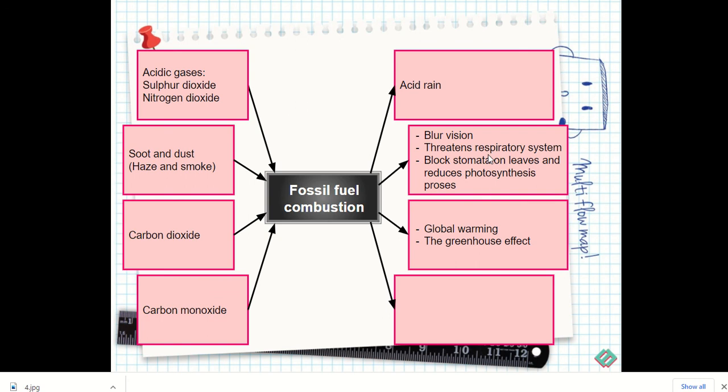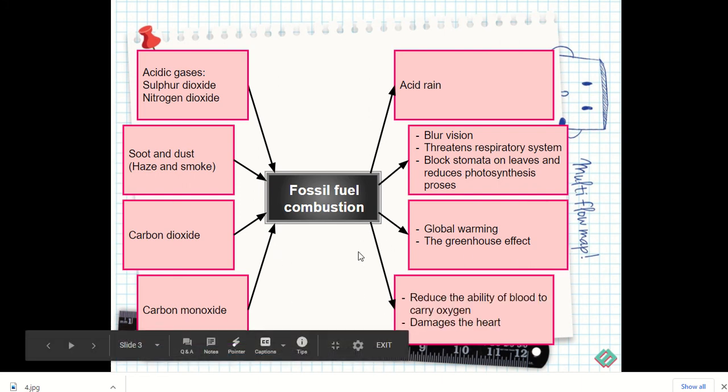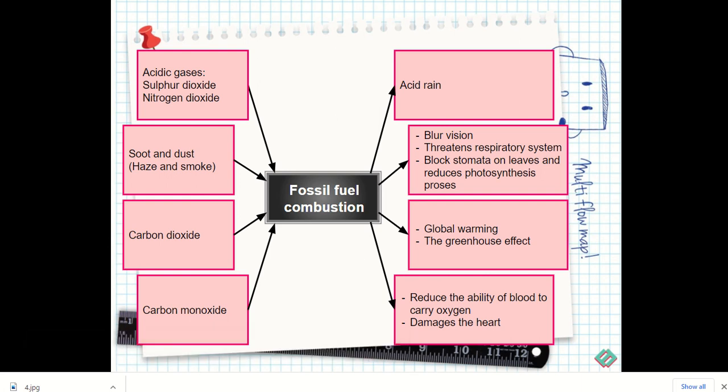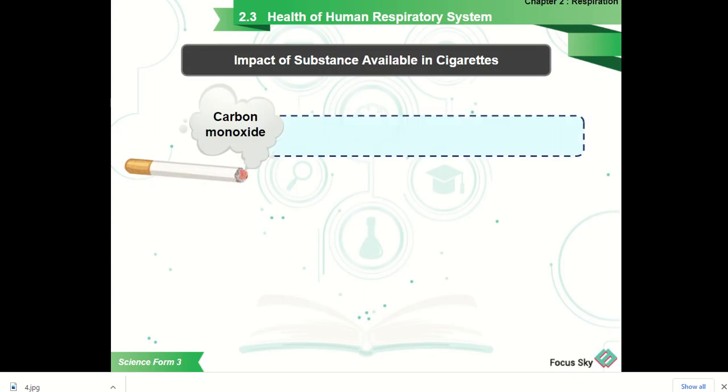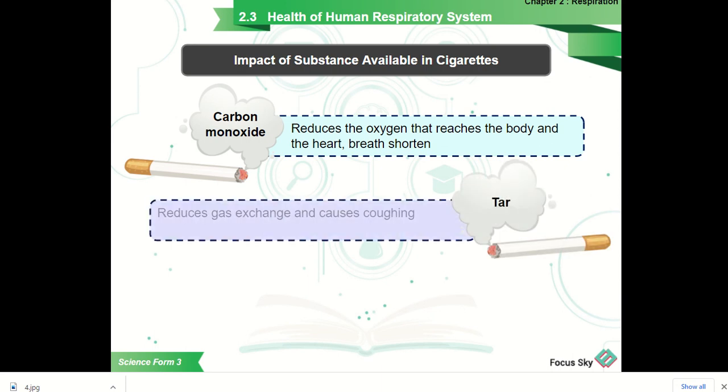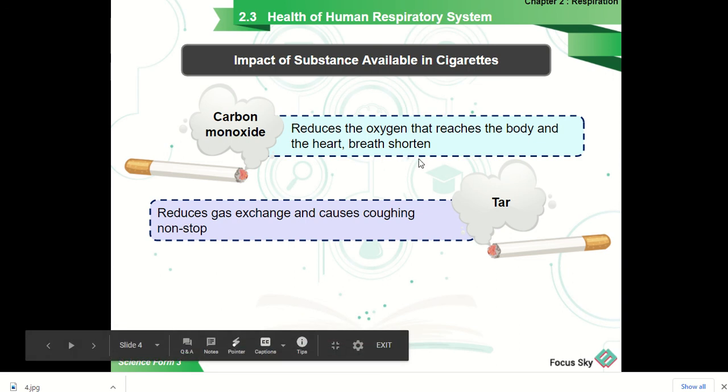Then carbon dioxide, of course, will cause global warming because it is trapped in our earth, and then it will also cause the greenhouse effect. So it gets hotter. Okay, and then carbon monoxide reduces the ability of blood to carry oxygen, and also it will damage the heart because it blocks there. Then we have cigarettes. So in cigarettes we have carbon monoxide. Then it will cause breath to become shorter, making it harder to breathe. Okay, and then tar is also in there.